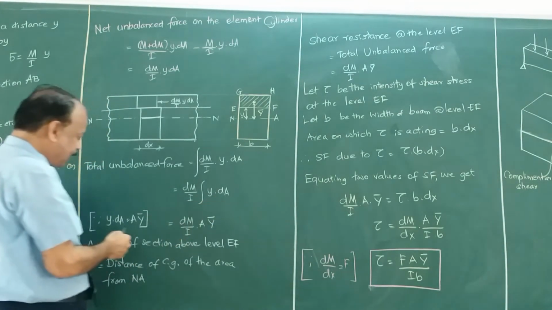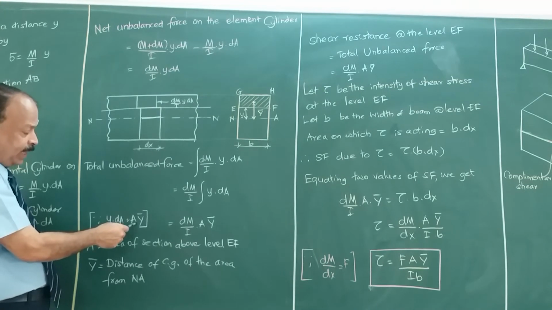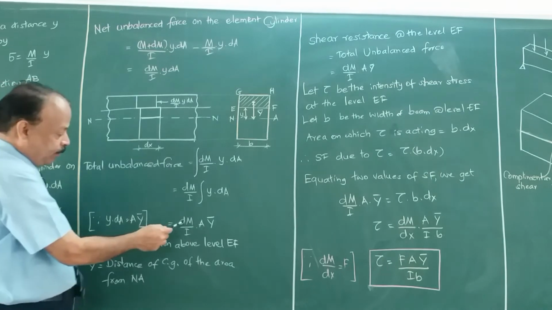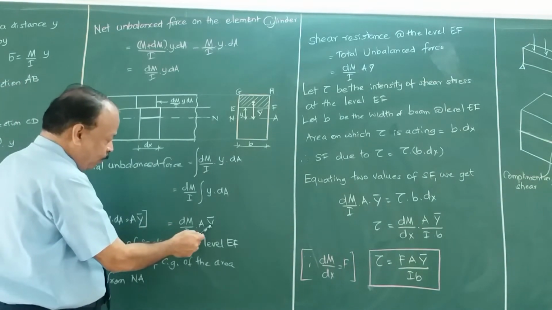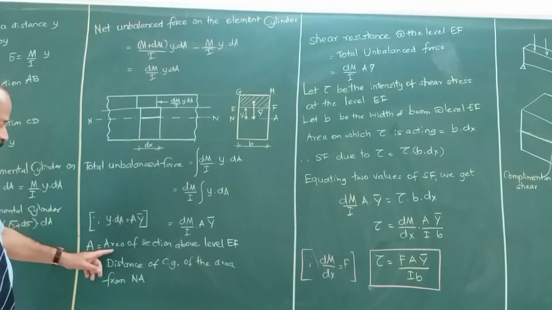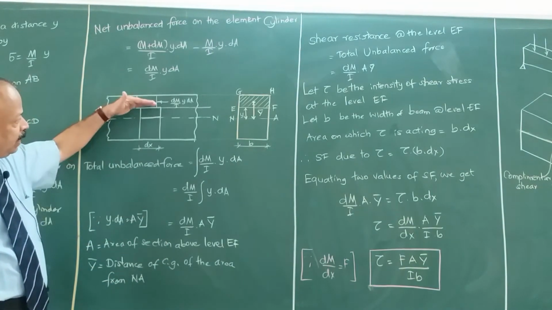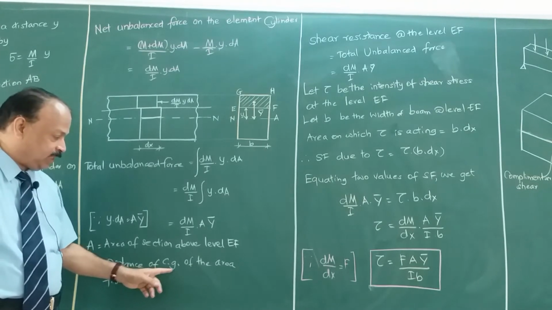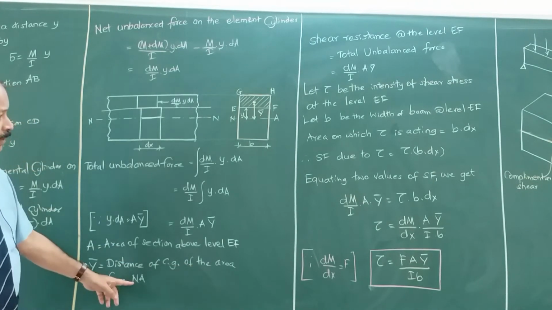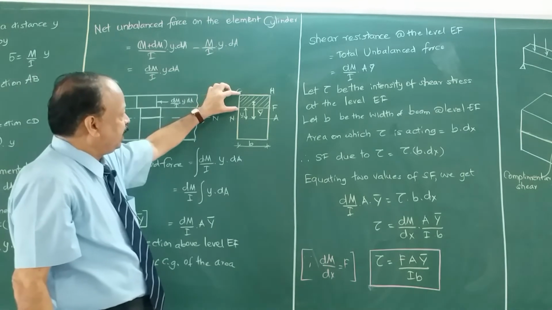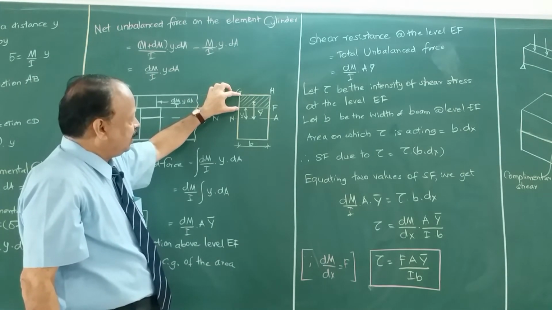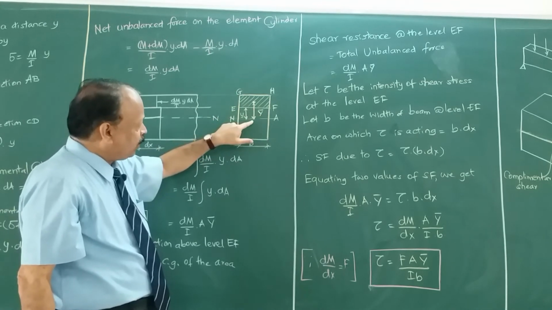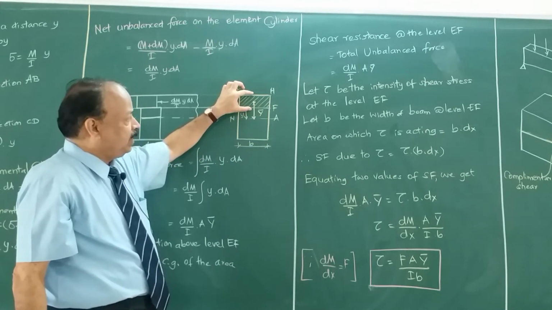Integration of y dA is nothing but total area into distance of CG, centroid. So it will be equal to dM by I into A y bar, where A is the area of the section above the level EF and y bar is the distance of the centroid or the CG of the area from the neutral axis. If you consider this area, EF is the shaded area. So y bar is the distance from the neutral axis of the CG of the area.